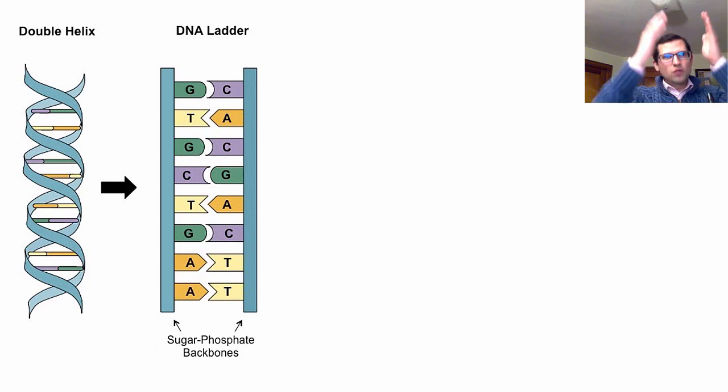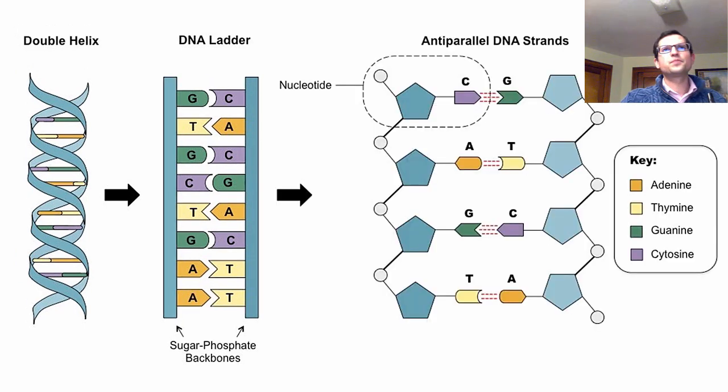And so what you can see here now are that the uprights of the ladder, the vertical pieces, are what we call the sugar phosphate backbone. But the rungs of the ladder, if this were a ladder, the places you put your feet, those are the really key pieces. Those are the nucleotides. Let's take a look at those in even greater detail.